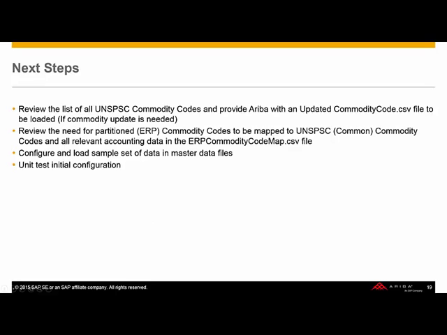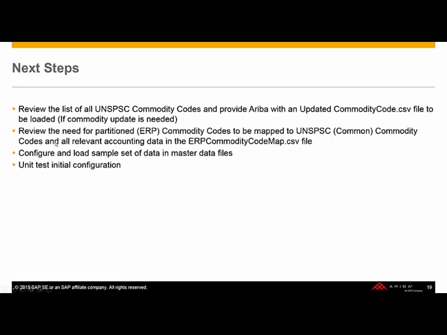Next, we want to evaluate, do we have the need for custom commodity codes? Does our back-end ERP system have custom codes that we need to map into Ariba? Please note that these custom codes can be mapped in or loaded in lieu of the UNSPSC codes, or in addition, some additional custom codes can be mapped along with UNSPSC. So we really need to go through that exercise of determining what commodity codes are required, and if there are custom ERP commodity codes, to get those mapped to UNSPSC codes.